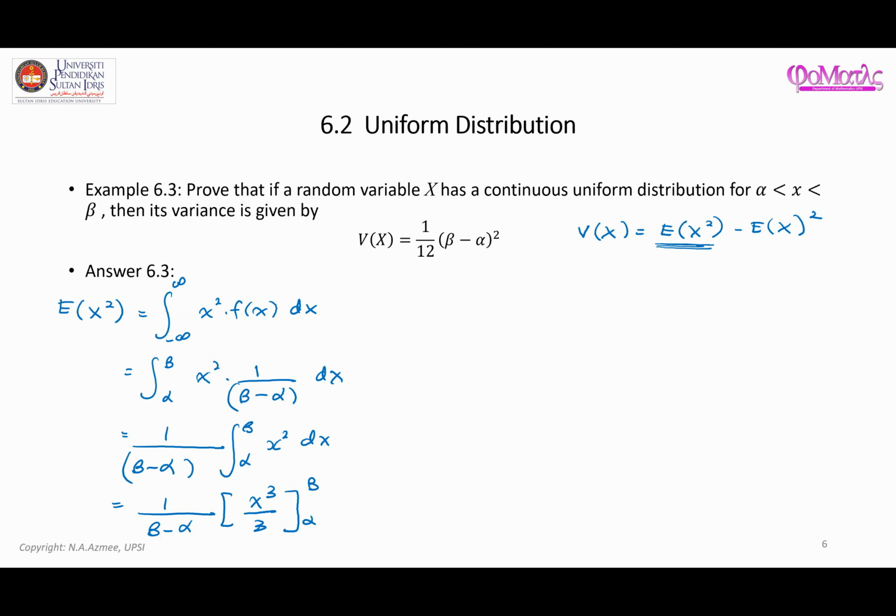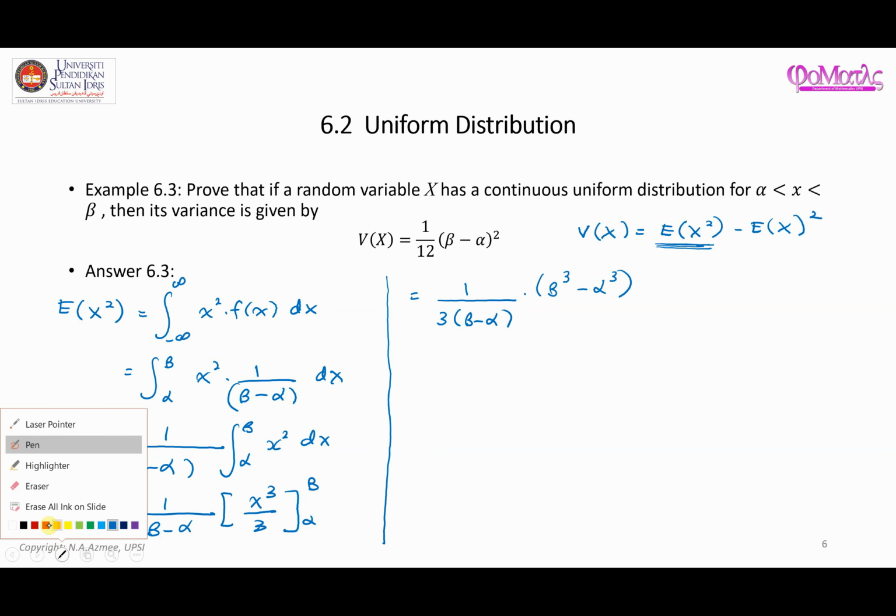Now 3 is a constant, we can just take it out. So we have 1 over 3 times beta minus alpha. And right there, when you substitute beta into x, you get beta cubed minus alpha, and substituting alpha into x, you get alpha cubed. Okay, and there is a way to simplify or rewrite this part.